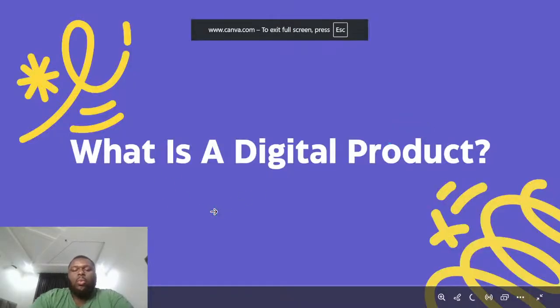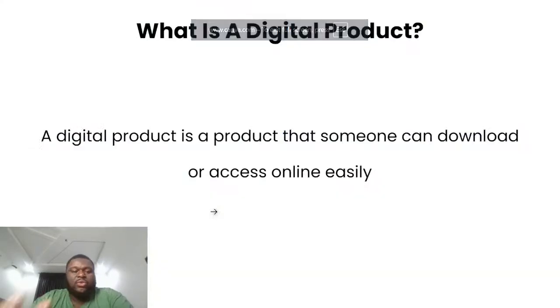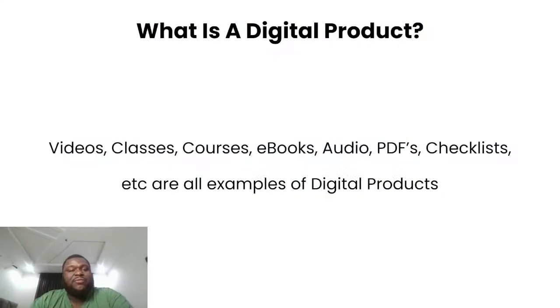So what is a digital product? Now, you guys already know, I explained this yesterday, so I'll just be brief here. A digital product is a product that someone can download or access online easily. Now, there are different types of digital products, like videos are a digital product. Classes, like the one you're in, are a digital product. Courses, ebooks, audio, PDFs, checklists, all of these things are digital products.